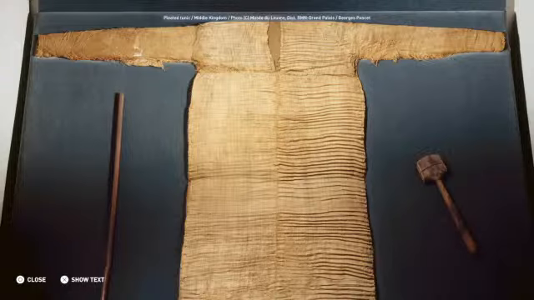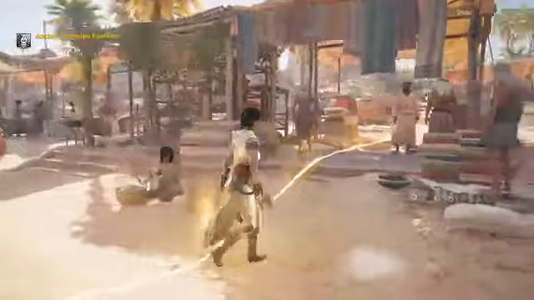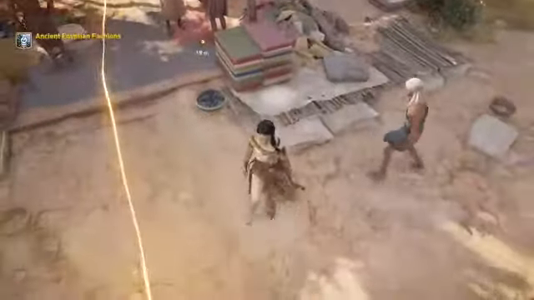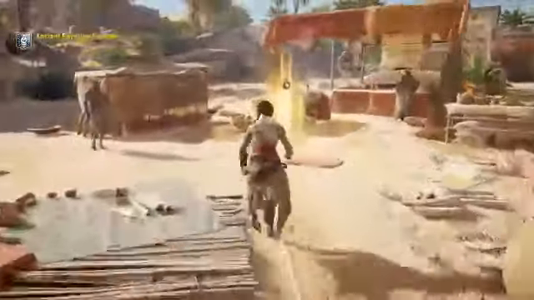Pleated tunic, Middle Kingdom, photo credit Musée du Louvre, District RMN, Grand Palais. And yeah, that. Alright.